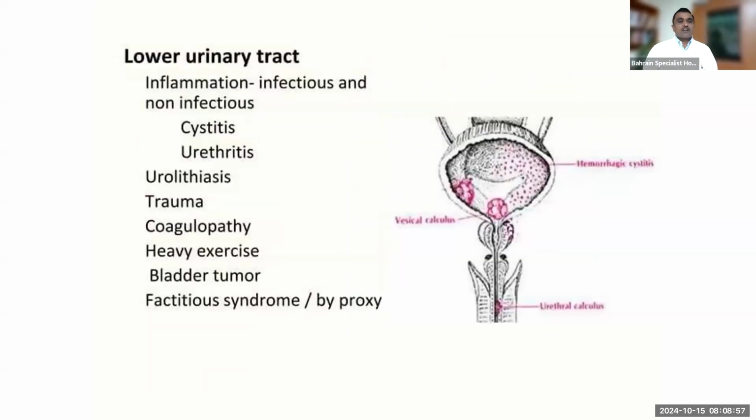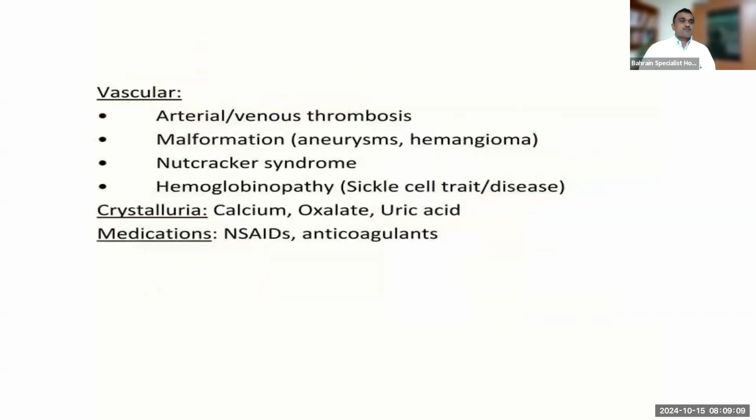From the lower urinary tract, it can be because of cystitis, urethritis, urolithiasis, trauma, coagulopathy, heavy exercise, bladder tumors, and sometimes factitious syndromes. And vascular causes like renal arterial or venous thrombosis, or malformations like aneurysms or hemangioma, and nutcracker syndrome, where the left renal vein is compressed between the superior mesenteric artery and the aorta.